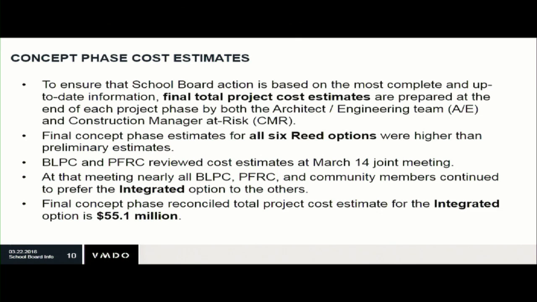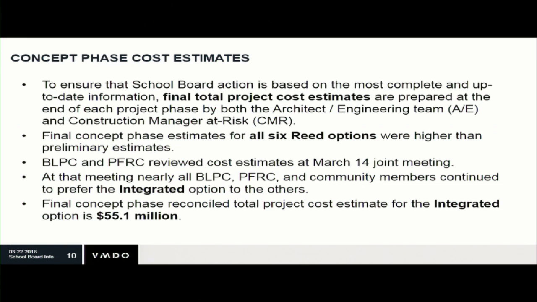There were a few important distinctions to make. The early estimates were prepared by the architecture and engineering team. It was before the school board had acted to award the contract to the construction manager at risk. And once that award was made, the CMR could undertake its estimating activities, and we received updated estimates. We locked ourselves in a room for the better part of a day to reconcile between the two groups, and then we had finished our reconciled estimates. That's the material that we shared with the BLPC and the PFRC last week to get their opinions.